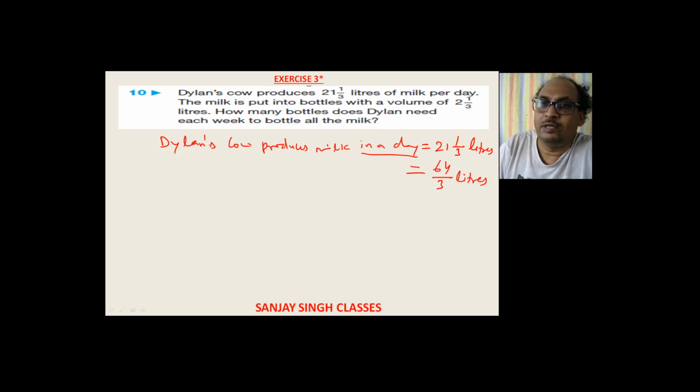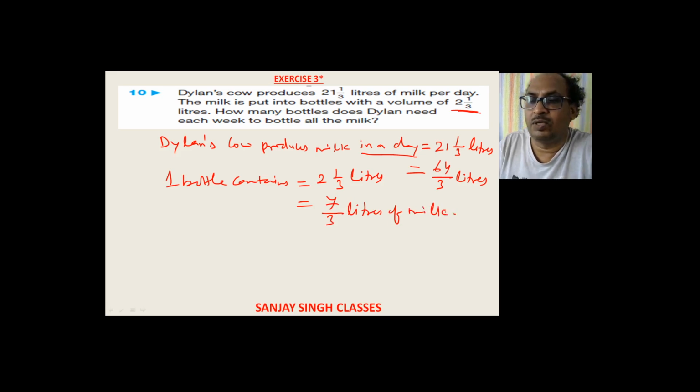Now the milk is put into bottles with a volume of 2 1 by 3 liters. So one bottle contains 2 1 by 3 liters, which will be equal to 3 2s are 6, 6 plus 1, 7, 7 by 3 liters of milk. Okay. Now, how many bottles does Dayalan need each week to bottle all the milk?